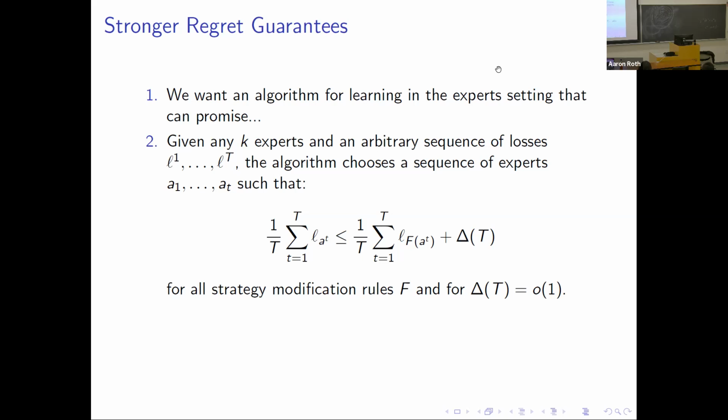Okay, so just note that asking that this hold for arbitrary strategy modification rules is strictly stronger than the guarantee that the polynomial weights algorithm promises, because doing no better than the best fixed expert just corresponds to having no regret to constant strategy modification rules. Strategy modification rules that always suggest you play expert 2. So the polynomial weights algorithm promises this for strategy modification rules that are constants. It says you do as well as always playing expert 1, or always playing expert 2, or always playing expert 3. That's why we converge to coarse correlated equilibria if we play according to polynomial weights.